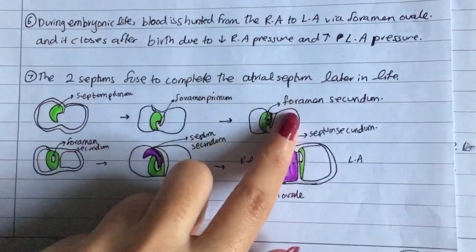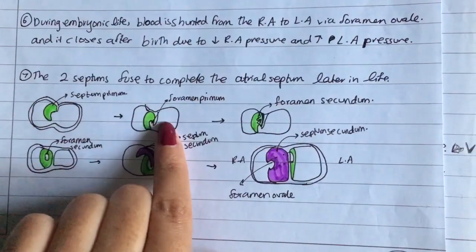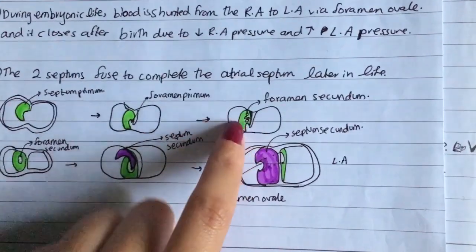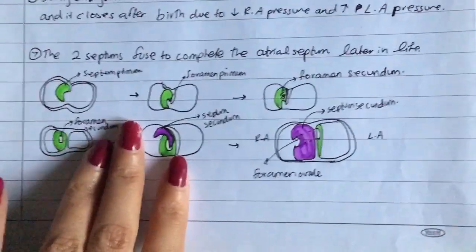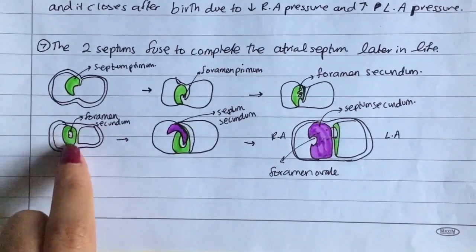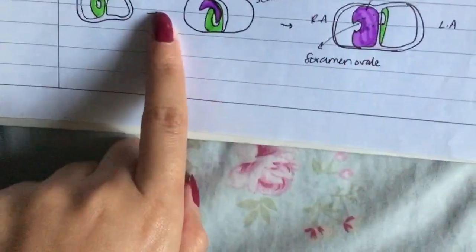Okay, then we have the foramen secundum, which forms in the center of the septum primum. Okay, so we have little perforations, and they coalesce together and they form one big opening, and this is the foramen secundum.